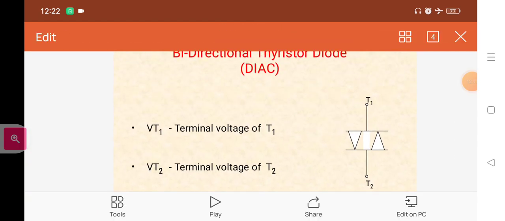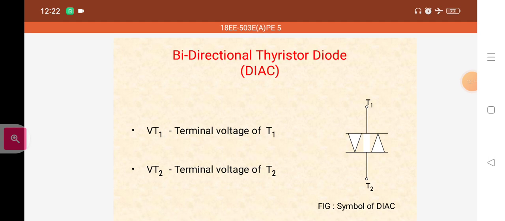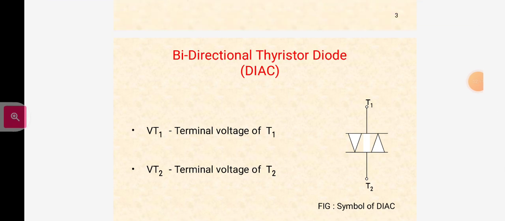Actually, diac means the diode works on AC, alternating current, and it is also the bidirectional thyristor diode, means diac. So in diac, the word DIAC is obtained from capital letters: Diode that can work on AC, alternating current.